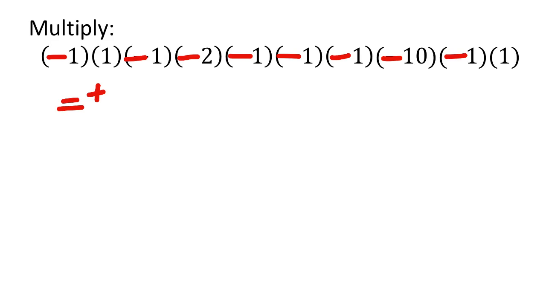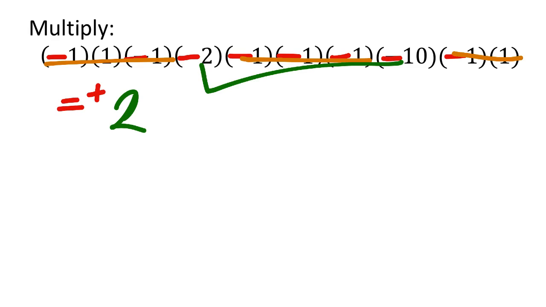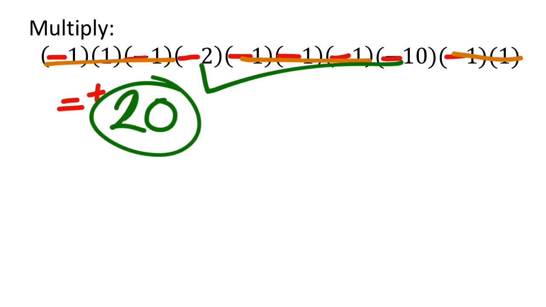Now 1 multiplied by 1's not going to matter. I can even just cross these out if I wanted to. So I'm really just looking at whatever 2 times 10 is, which is 20. Positive 20, which is the final answer on this problem.